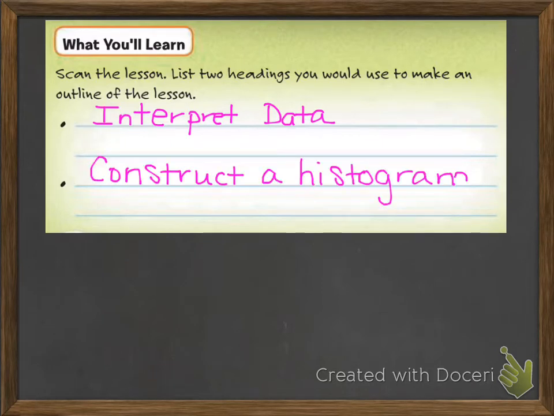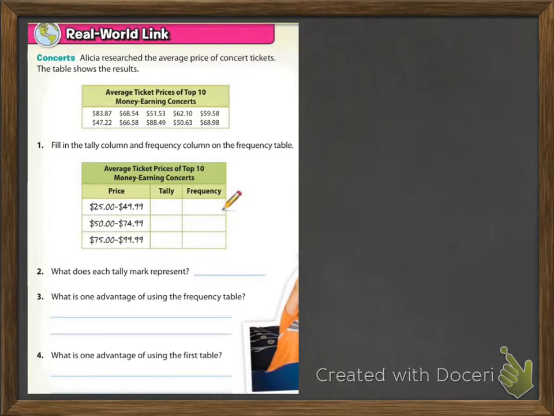And you're going to see throughout this section that it asks you over and over when it would be appropriate to use a histogram as opposed to another type of representation. So that's something you want to focus on as well. Under the real world link, you want to read the problem. It says, concerts. Alicia researched the average price of concert tickets. The table shows the results. So we have the average ticket prices of the top 10 money-earning concerts here.